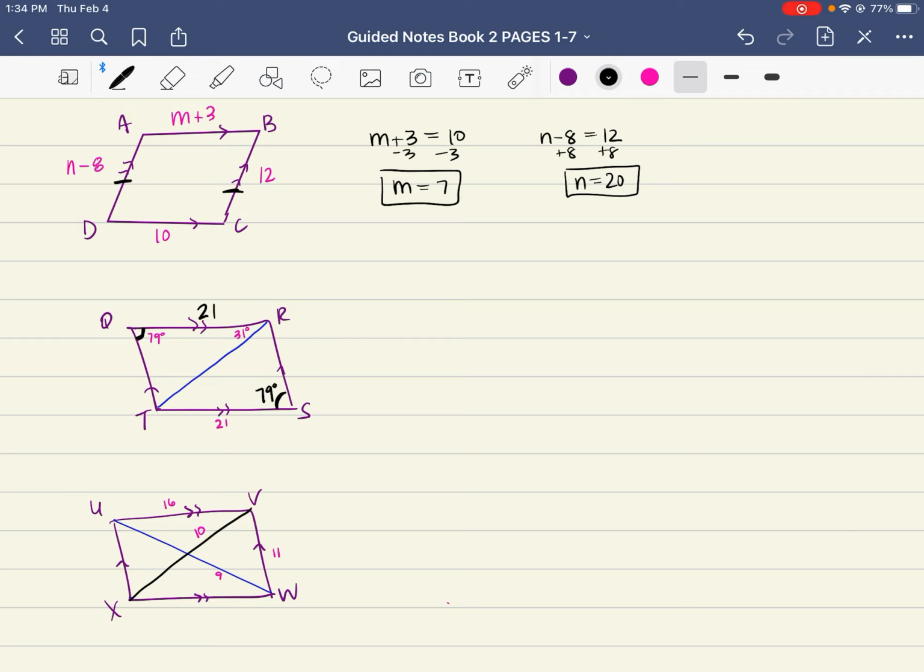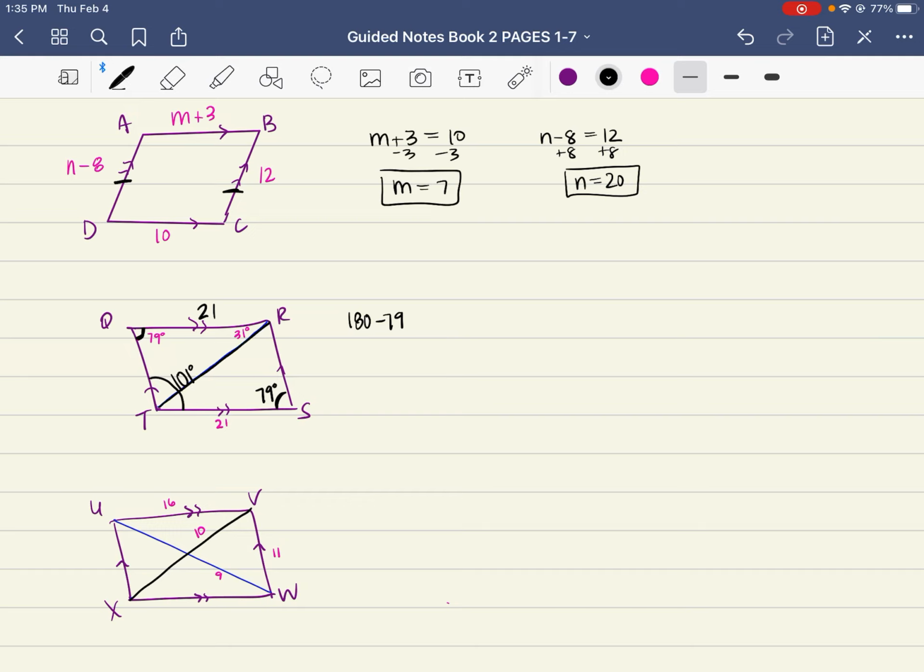If I know this is 79 degrees right here, then its opposite angle is also 79 degrees. If I know that's 79 degrees, then I know this whole angle of T over here would be 180 subtract 79, because those have to add to 180 degrees. So we know that those are going to be supplementary, which means that angle T is 101. Which also means angle R over here is 101. Now notice this other one has kind of a sneaky one.